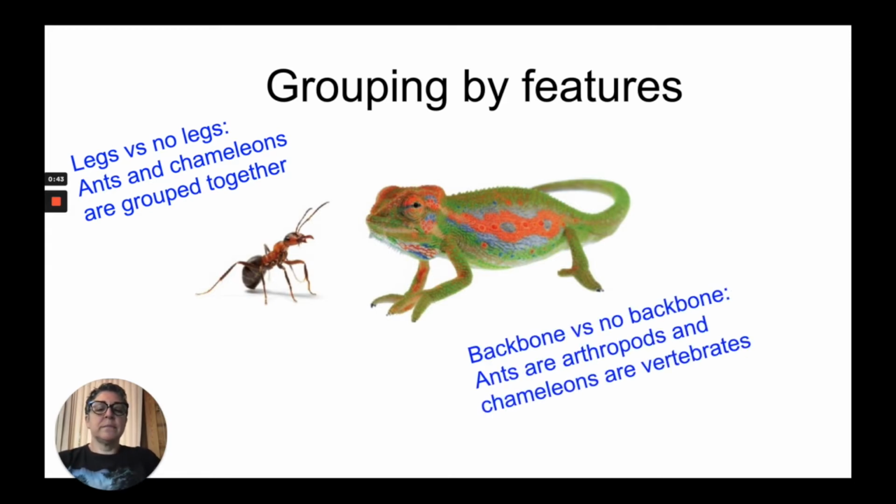However, when we look at whether an organism has a backbone or does not have a backbone, ants are arthropods. They do not have a backbone, whereas chameleons are vertebrates and they do. So these organisms are not closely related based on those features.